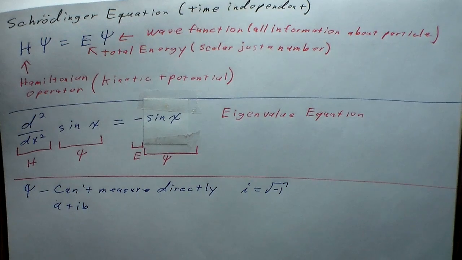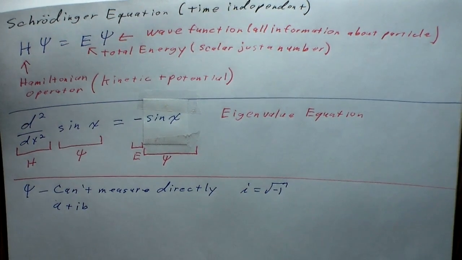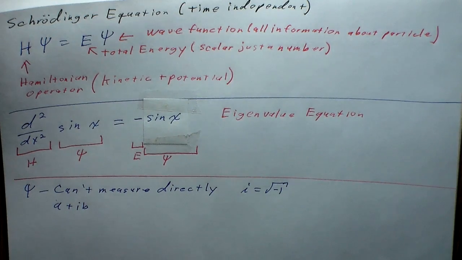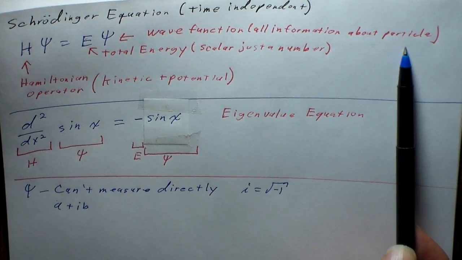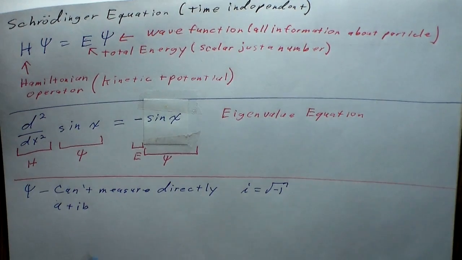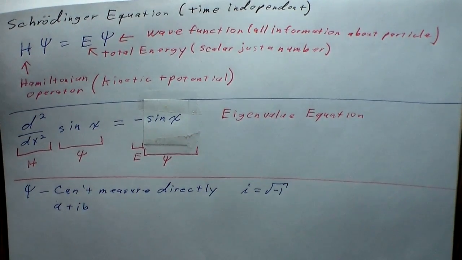What we can do is take mathematical operators, operate on that wave function, and get out real numbers, and then those real numbers will tell us some of the properties of the particular wave functions, like momentum and position, energy, those kind of things we can pull out of the wave function. So this wave function, we can't measure it directly, even though it does contain all the information about the particle. So all the information's in there, but we can't get it all at the same time.